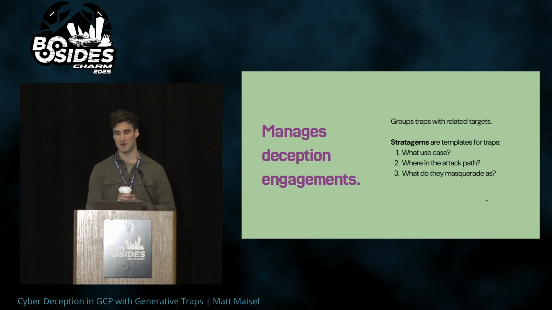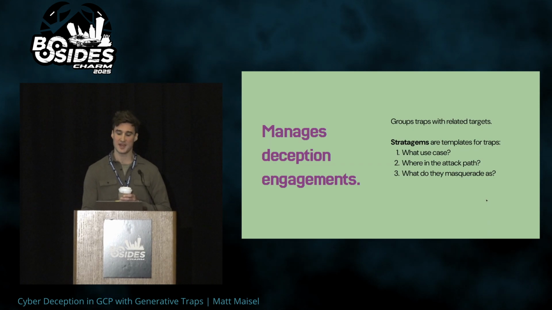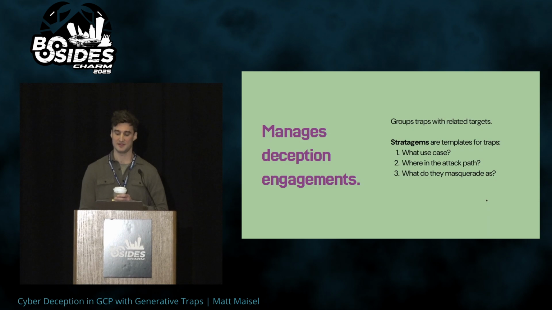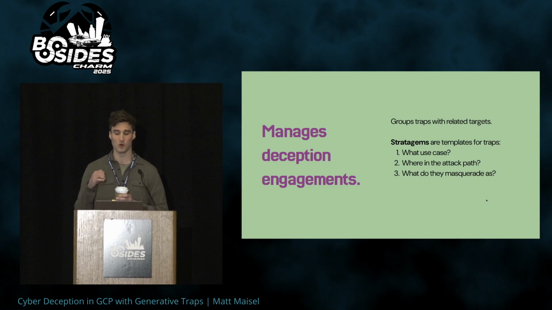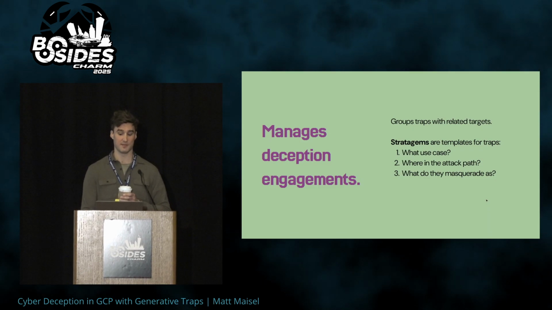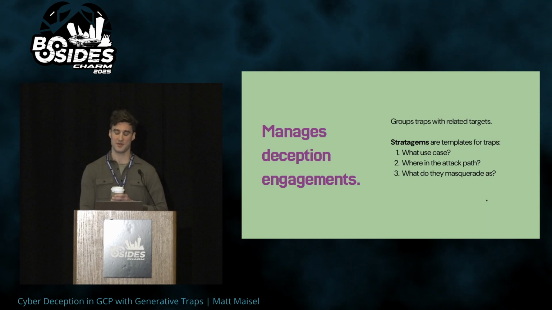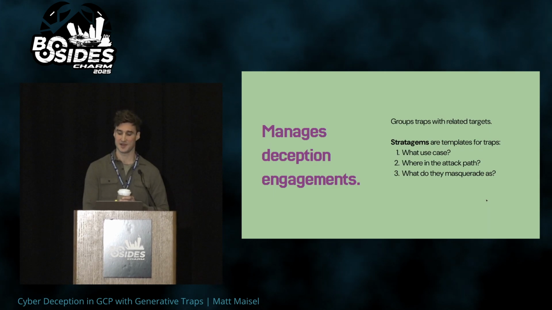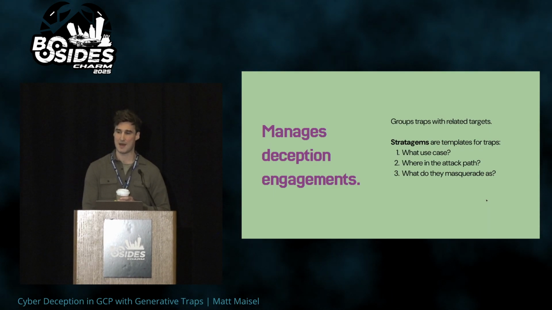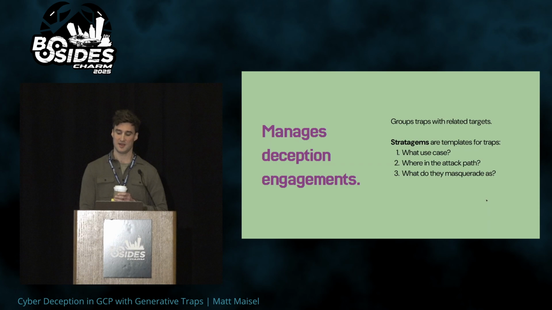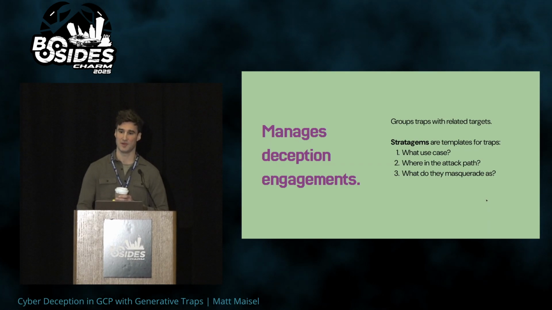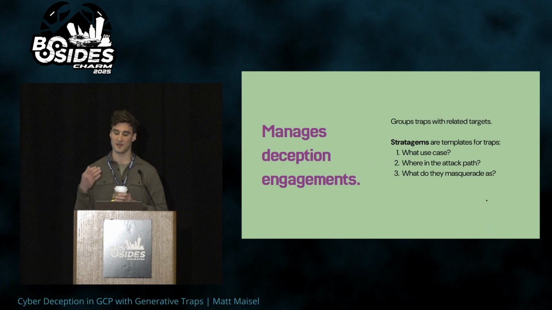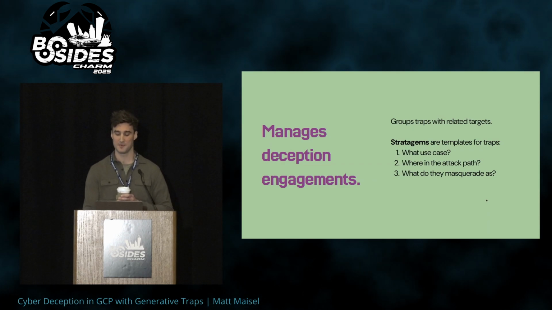And then finally, akin to MITRE Engage, it pulls from their playbook of helping manage deception engagements. It does this through the orchestration of the engagements by grouping traps that have similar targets, and this is done with stratagems. Stratagems are template playbooks for trap use cases in Poltergeist that describe the trap, where they're placed in the attack path, and what they're masquerading as to the attacker. As I said, right now the coverage is limited to GCP, but the architecture of Poltergeist and the ideas here could clearly extend to AWS and Azure as well.